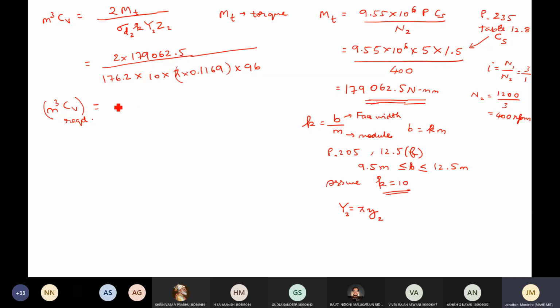Okay, M cube CV, that is required. If you calculate this, you should get around 5.885. M cube CV should be satisfied for this particular problem. So module cube into the velocity factor must be equal to 5.885.